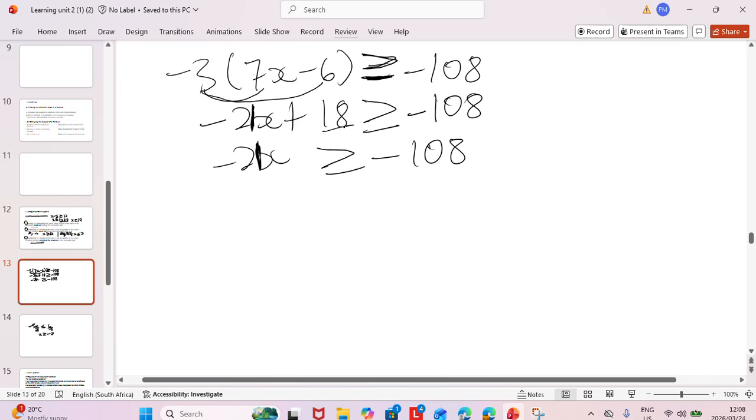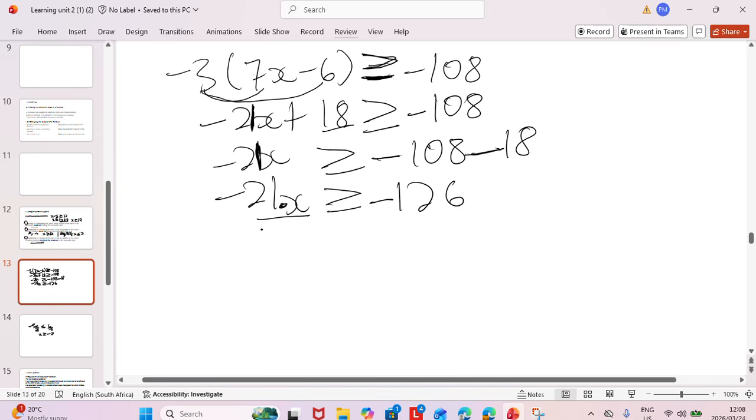You are taking the positive 18 from the left to the right. The sign will change. You will have minus 21x greater or equals to, you add the 2, 108 plus 18, because the signs are the same. If signs are the same, you add and take the negative between those two. Minus 126.